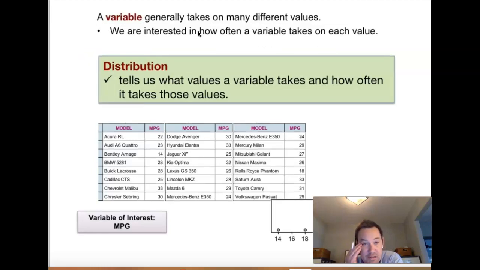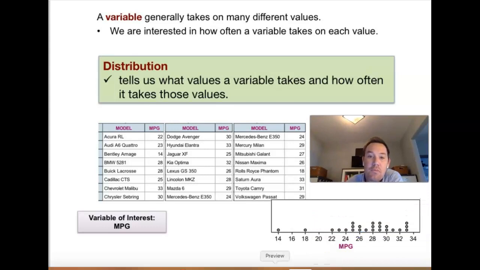All right, a couple more definitions. A variable generally takes on many different values. We're interested in how often a variable takes on each value, and so a distribution is what tells us what values a variable takes and how often it takes those values. That's our definition of distribution.